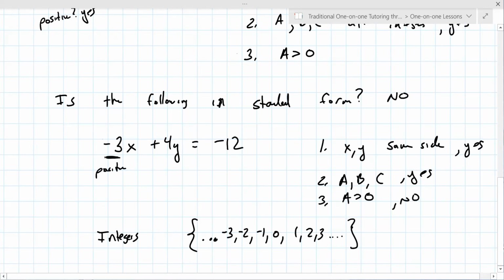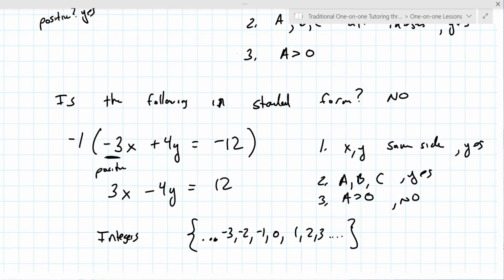What could we do to make it in standard form? How could we make the first number positive? What can you do to every single number? You can multiply it by -1. So when you multiply by -1, it changes all 3 of these. So it becomes 3x minus 4y equals 12. Okay, so let's try another one here.